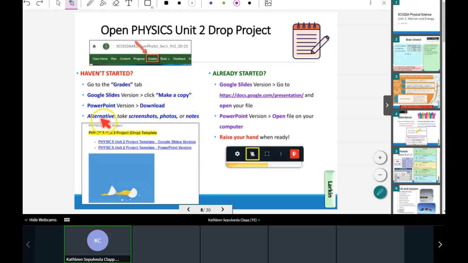If you've been using the alternative method, taking screenshots, photos, and notes, that's fine, absolutely. Just make sure that you get that into your slides in your project, because please do not send us this stuff, because it will not give us what we need, okay?